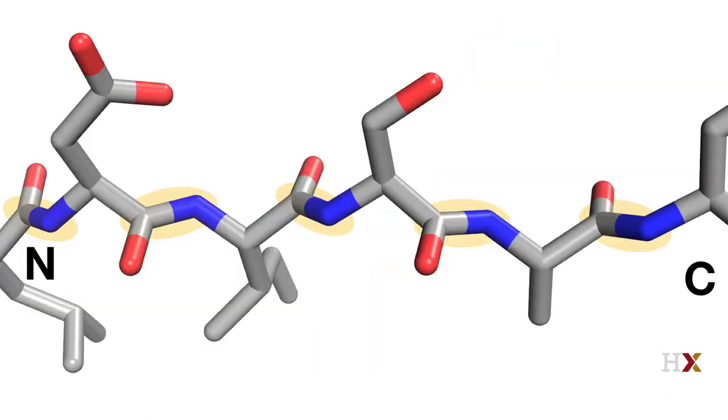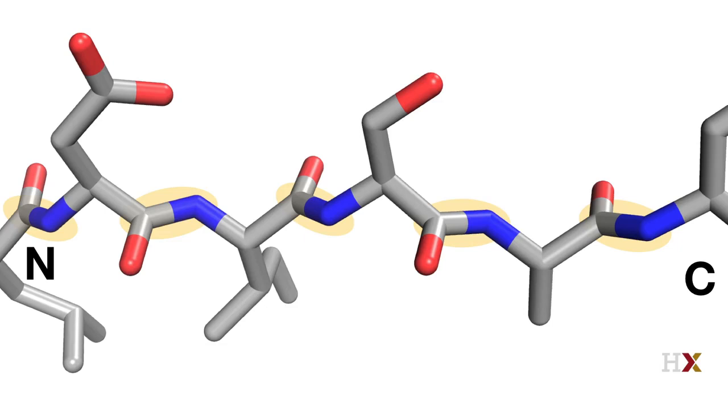Recall that a protein is a linear polymer or polypeptide of amino acids, each linked by a peptide bond. And these peptide bonds are highlighted here in yellow. There are 20 common natural amino acids that are the letters that make up most of the proteins in nature.